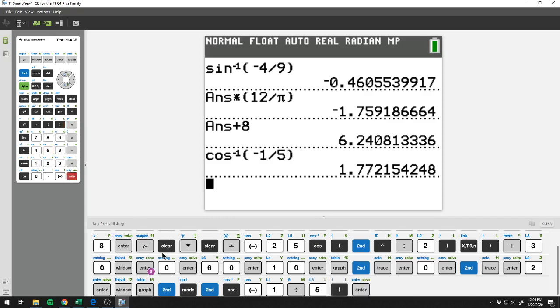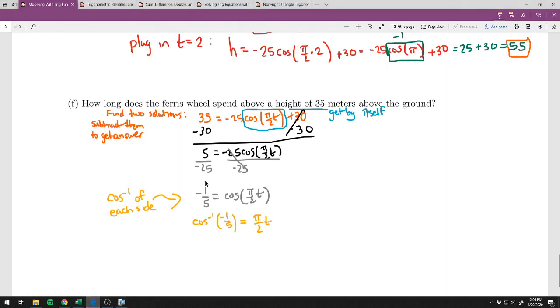And we get 1.772. It doesn't say how far to round it. It's probably 1 or 2 spots. We'll just do 2 spots. So I'm going to round to 3. We got 1.772 equals pi over 2 t.